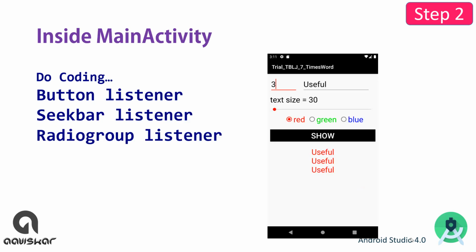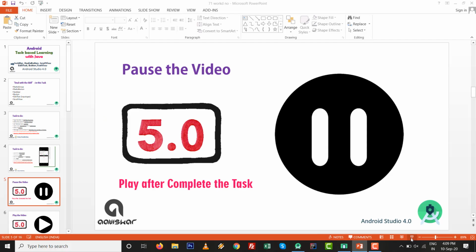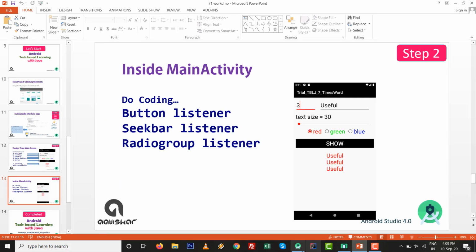In step number 2, we need to define 3 listeners, 1 for the button, 1 for the seek bar and 1 for the radio group. In the first milestone we complete this practical with the button listener. After that, we write the code inside the seek bar listener and the radio group listener. So let's start with the practical session.